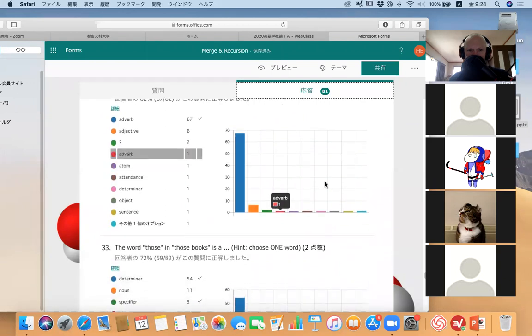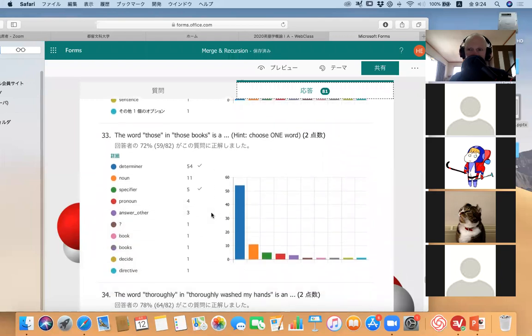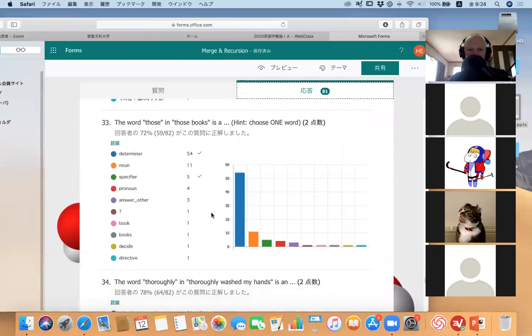What's the spelling? Atom. It's not a bad answer. I mean, they're all atoms, right, in a way, but not really. This is language, linguistics. So we use these linguistic words. The word those in those books is a determiner, yes. Specifier, yes. Okay. Nobody said article. So don't say article, it's best. Say determiner or specifier.